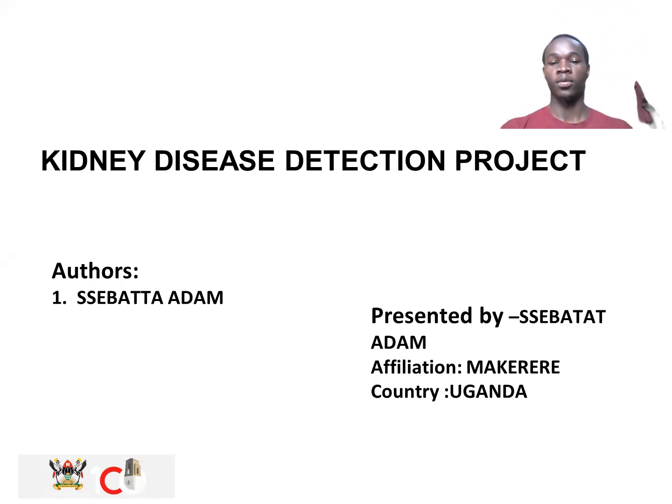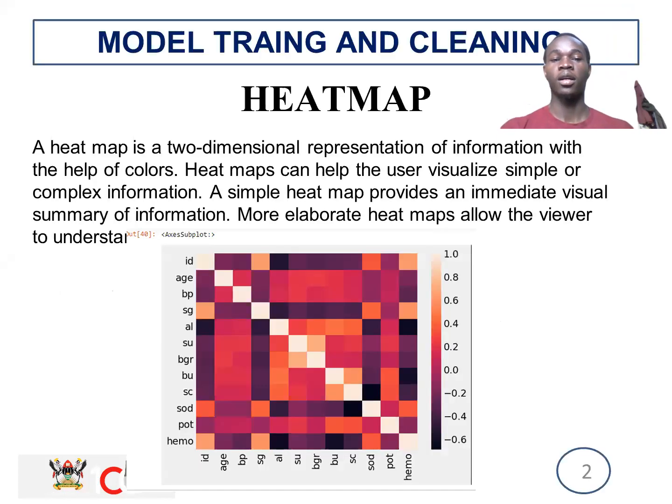And by now, we are going to describe how we have come up with the results in the model. For this case, we are going to first do model training and cleaning. Model training and cleaning is our main topic today. And before cleaning, what we should do is to export the data, and we shall explain that in the later slides. But we are going to talk about the heat map.